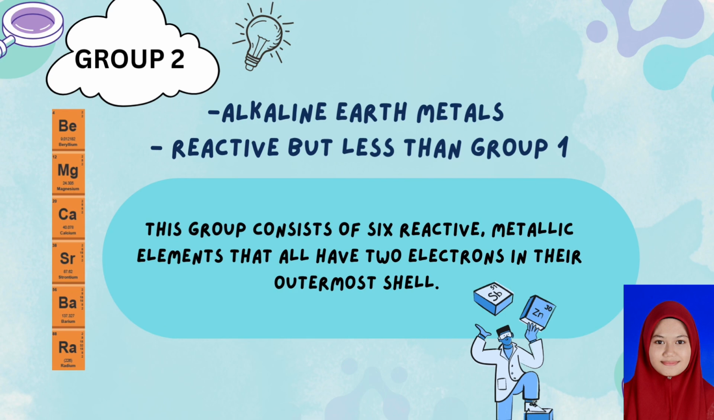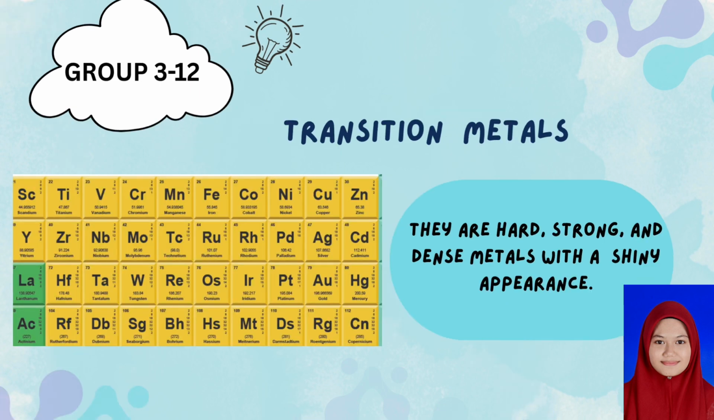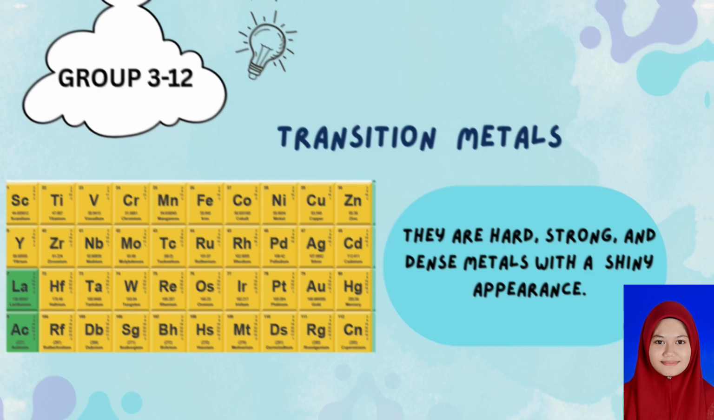Let's move on to group 2. They are called alkaline earth metals. They are reactive but less than group 1. This group consists of 6 reactive metallic elements that all have 2 electrons in their outermost shell. Next, we have groups 3 to 12. These elements are called transition metals. They are hard, strong and dense metals with a shiny appearance.